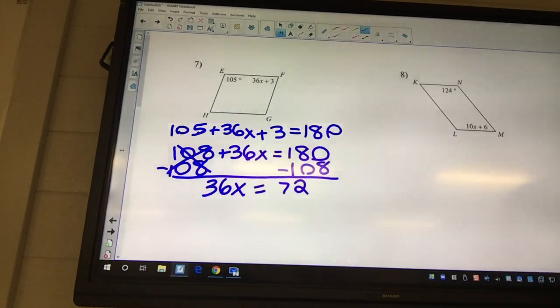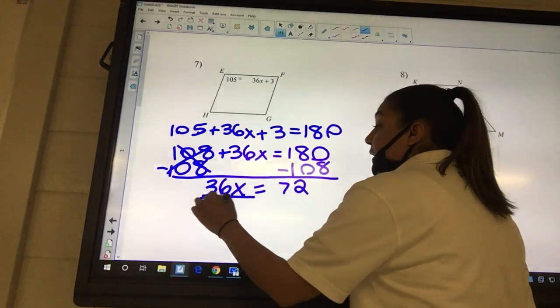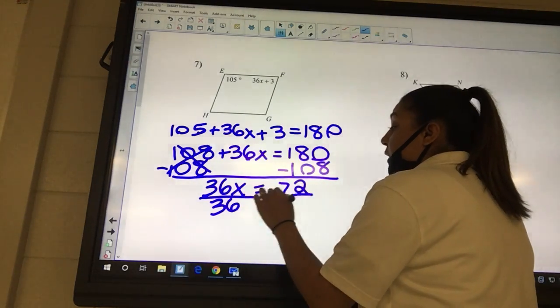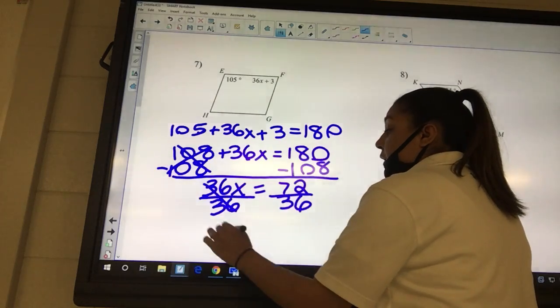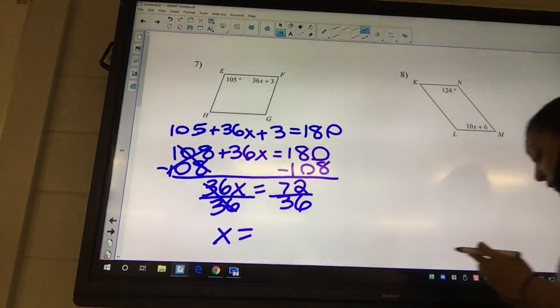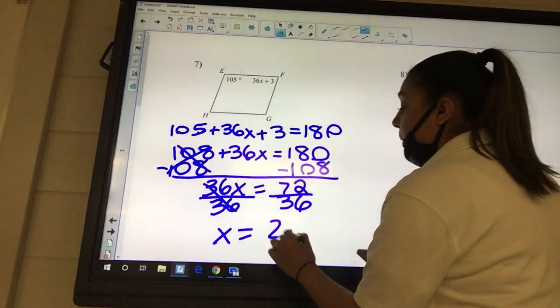What's our next step? Divide. So I got 36x equals 72, so we're going to divide both sides by 36. That gives me x equals 2. Good.